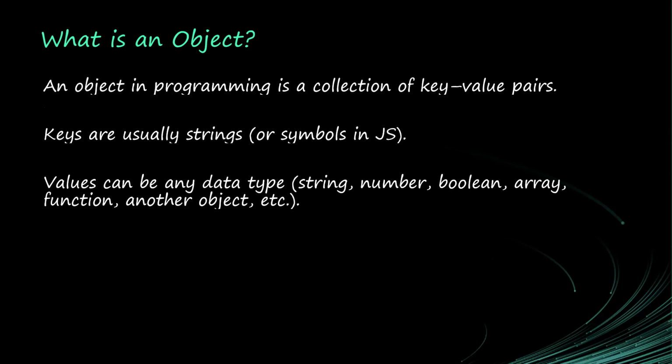Do you understand? So an object is a collection of key value pairs, and each key value pair has a key, which is usually a string or a symbol in JavaScript. It cannot be anything other than that. The key value pairs also have a value that can be of any data type.